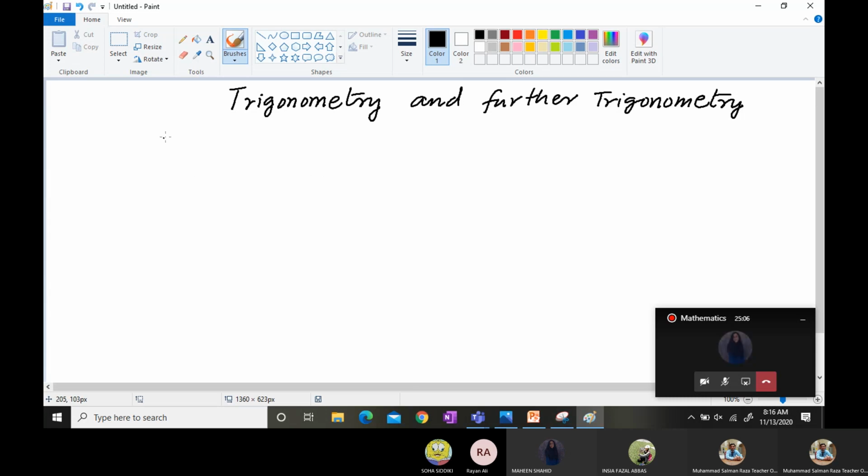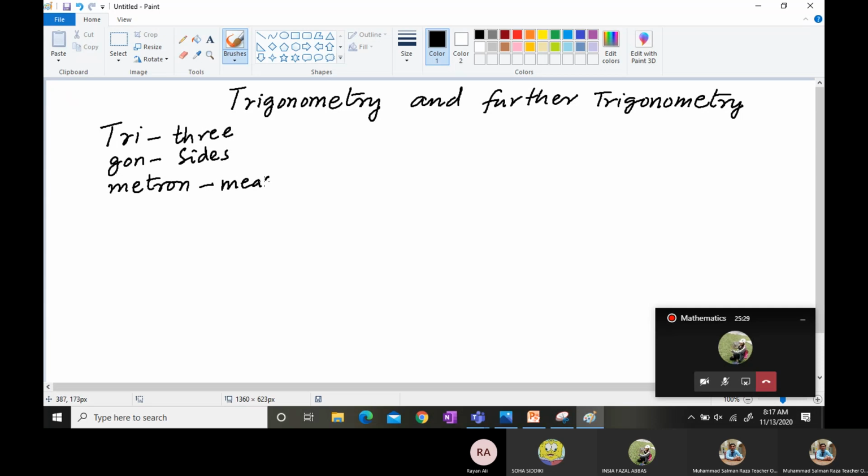So basically, when we start talking about trigonometry, it's a combination of three words: tri, gon, and metron. Tri is three, gon is sides, and metron is measure. So when we study the measurements of three sides, along with the angles, it is known as trigonometry, because trigonometry tells us the relation between the lengths and the angles of them.